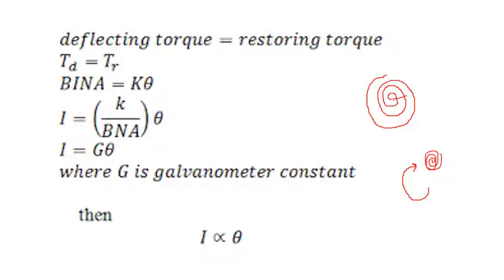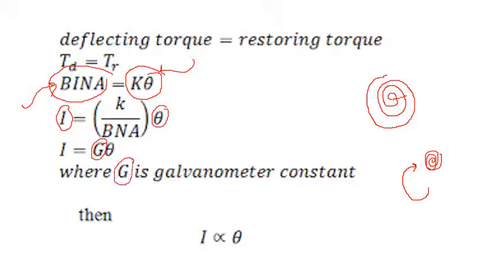So at one point of time, torque due to spring will be equal to torque due to magnetic field. And when both these torques are equal, then the coil will stop rotating. So at equilibrium, the torque due to magnetic field will be equal to torque due to spring. So at that point of time, I will be equal to K upon NBA into theta. So we can also write I equal to G theta, where G is your galvanometer constant.